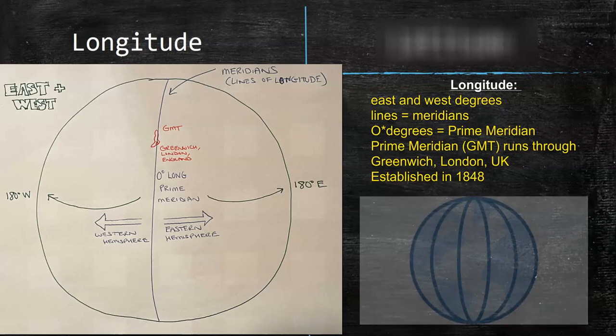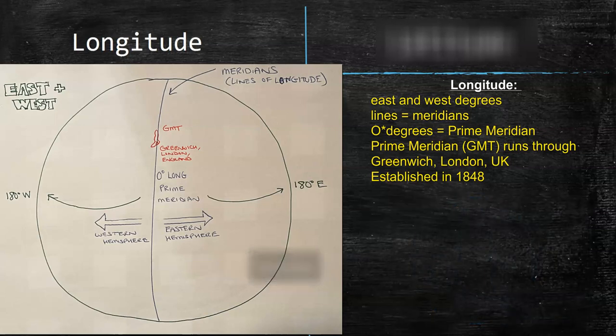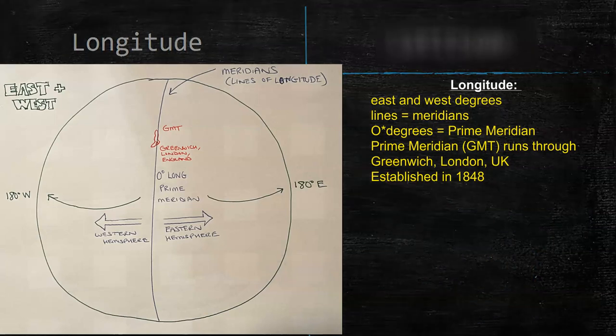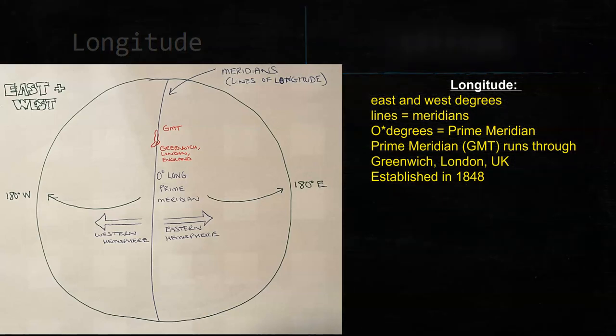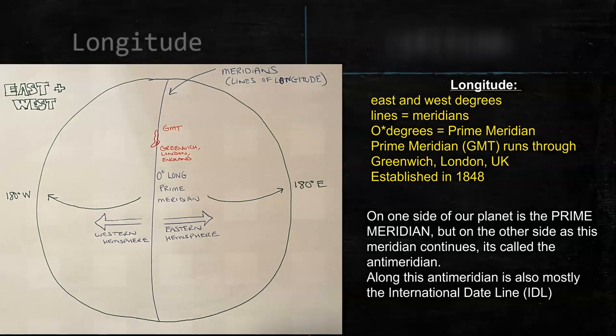So latitude lines are called parallels. The longitude lines are called meridians. They are slices, like slices in an orange. The slices go from North Pole to South Pole, and they go up and down, but the degrees go from east to west, compared to latitude, where degrees go from north to south. The prime meridian, the first or main meridian that goes through London, is 0 degrees, and the other side, which is 180 east or west, is on the other side of the Earth, and that's called the anti-meridian.